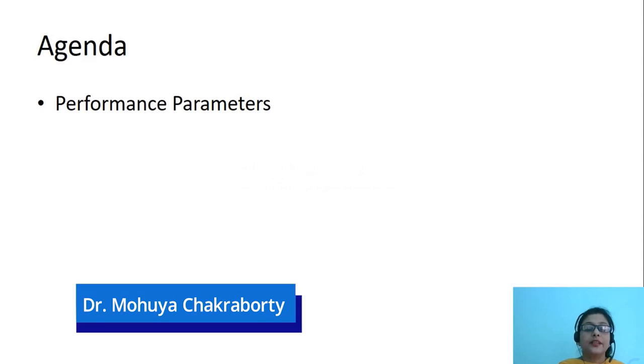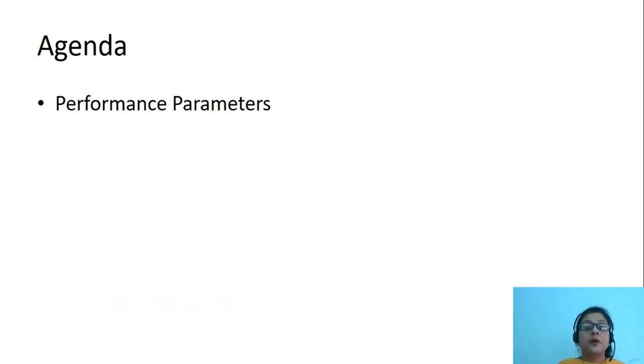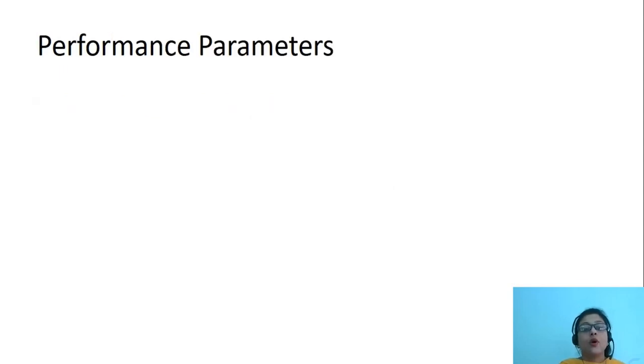So let's look at the agenda. We will be learning mainly about the different performance parameters that affect the performance of a computer network. So what are the different parameters that affect the performance of a computer network when data transfer takes place between two devices through the nodes of the network?